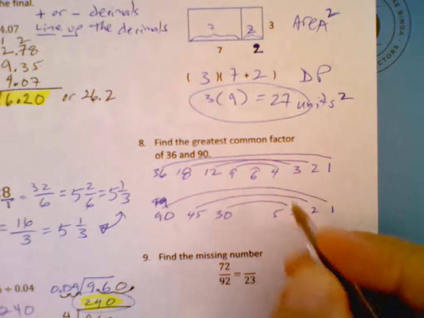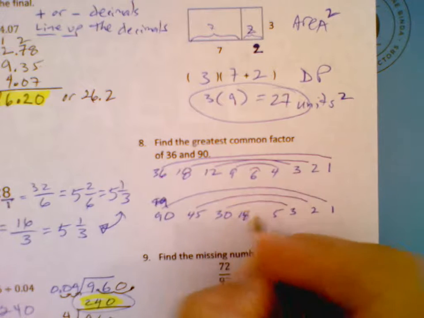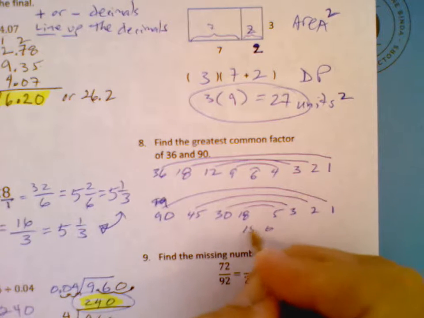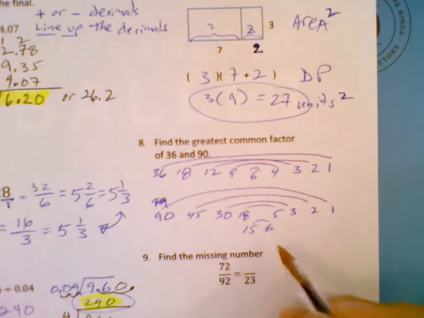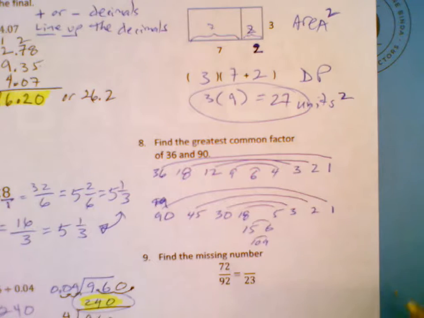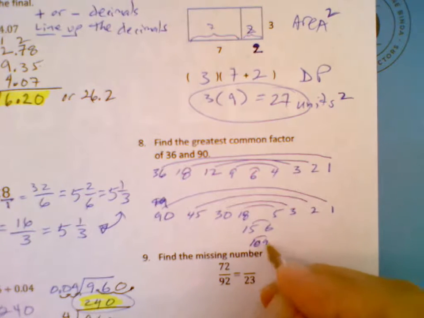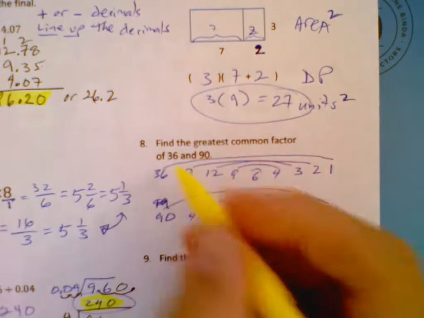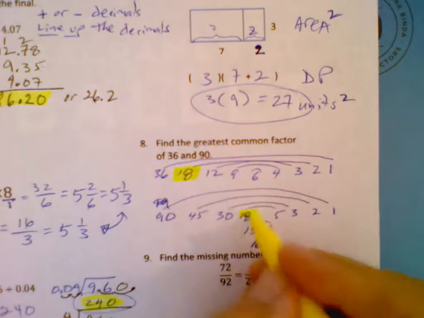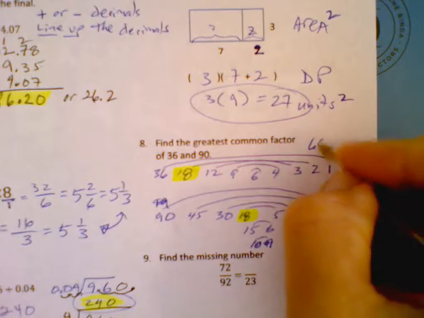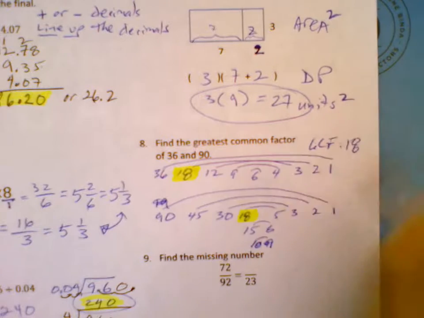But 5 will work. 5 times 18. 6 will work because 2 and 3 work. So I have 6 times 15. And 7 won't work, 8 won't work, but 9 times 10. I ran out of room there. So that's 10 times 9. So here's all my factors of 90. And I see what's the largest number that's in each pile. Well, it looks like I've got an 18 here, and I have an 18 here. The greatest common factor, the GCF, is 18. That is my answer.